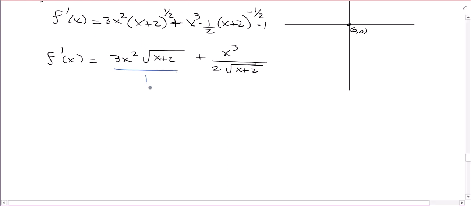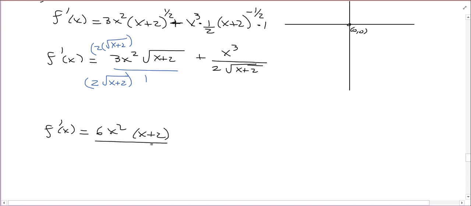So I'm going to put that over 1 so that I can see what my common denominator is going to be. So I just really need that 2 square root of x plus 2. So multiply top and bottom by that quantity. So we're going to have f prime of x equals 2 times 3x squared will become 6x squared, and the square root of x plus 2 times itself. The square root cancels over, and now they're going to have the same denominator.